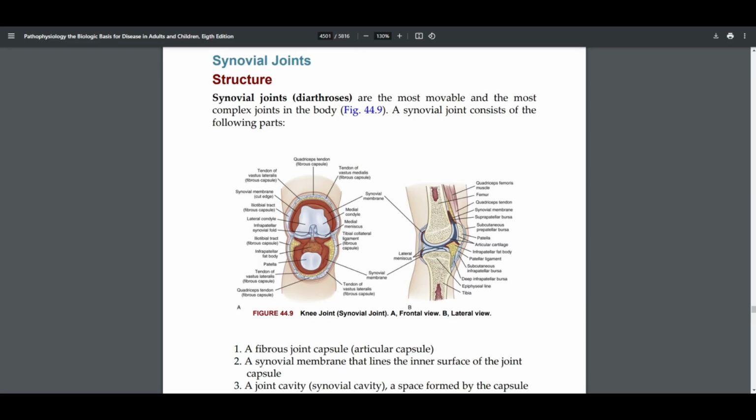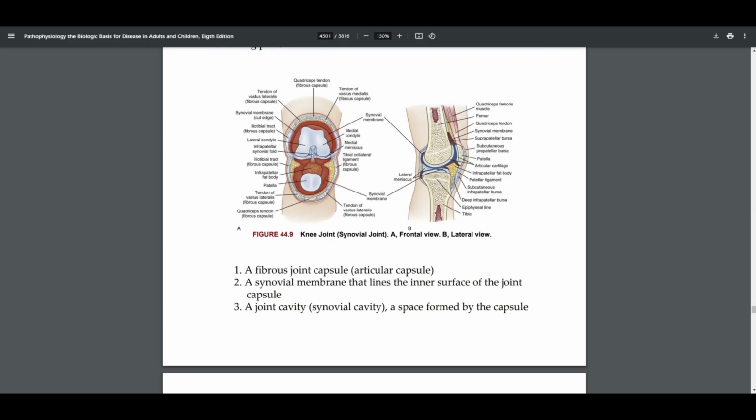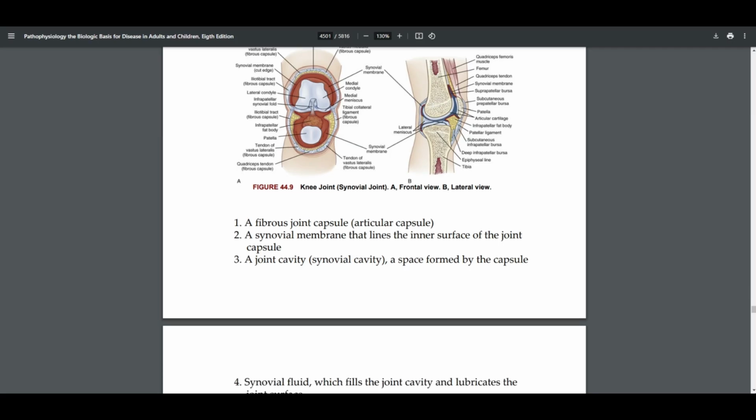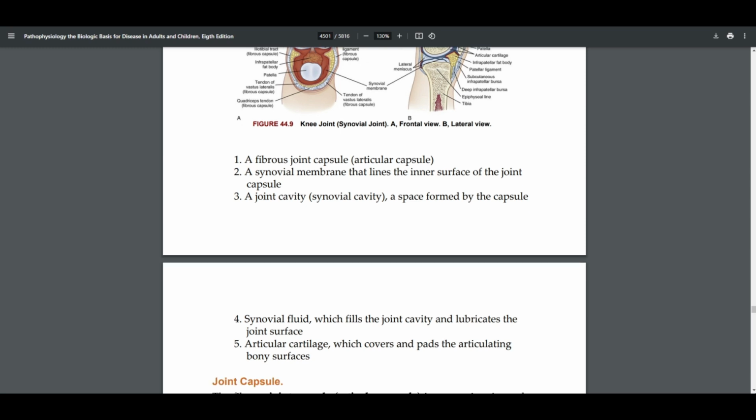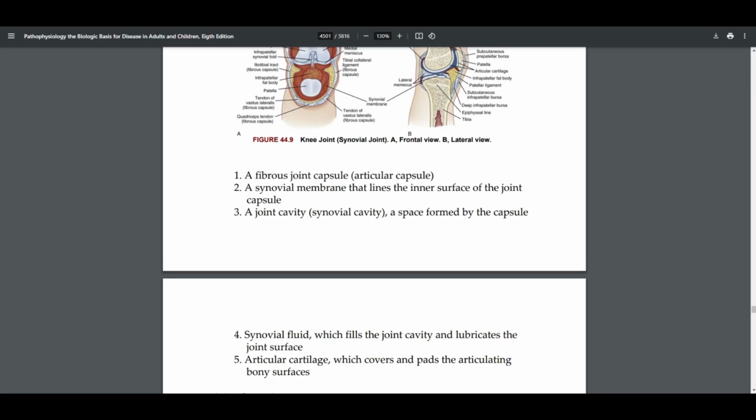Synovial joints. Synovial joints are the most movable and the most complex joints in the body. A synovial joint consists of the following parts: a fibrous joint capsule; a synovial membrane that lines the inner surface of the joint capsule; a joint cavity, a space formed by the capsule; synovial fluid, which fills the joint cavity and lubricates the joint surface; and the articular cartilage, which covers and pads the articulating bony surface.